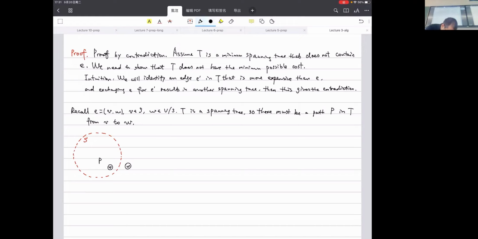So there should be a path. For instance, it can be something like this, and hopefully this is connected, this is connected. Because it is a spanning tree, after all there is a path P from V to W somewhere. So we take a closer look at this part. What do I mean by that? We consider this: there is a first node.